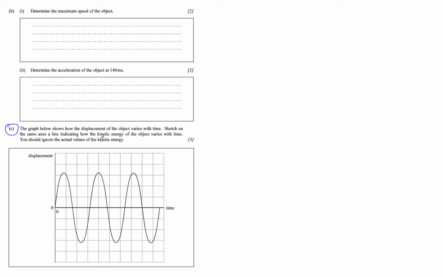The graph below shows how the displacement of the object varies with time. Sketch on the same axis a line indicating how the kinetic energy of the object varies with time. You should ignore the actual values, so just a qualitative graph. If you want to be all scientific about it, of course, kinetic energy is 1/2 mv squared.